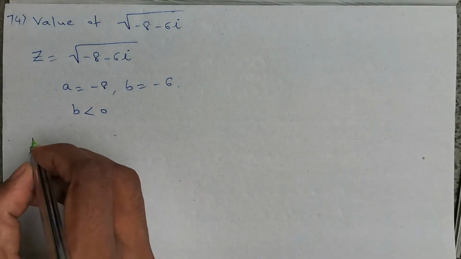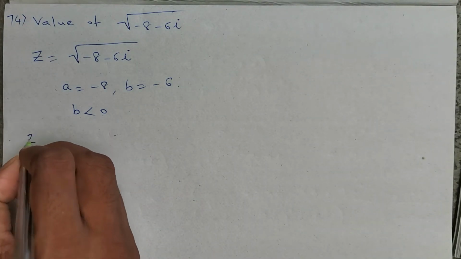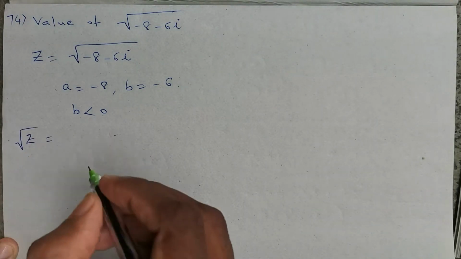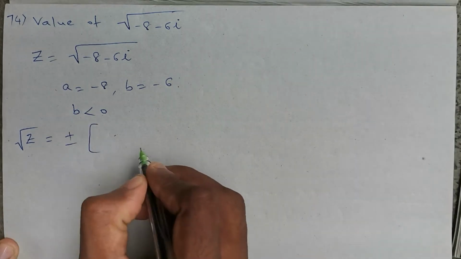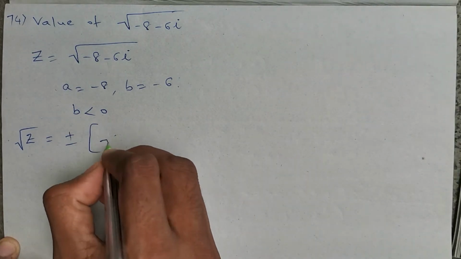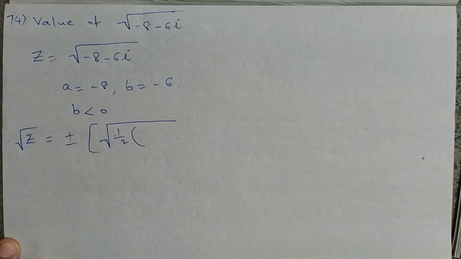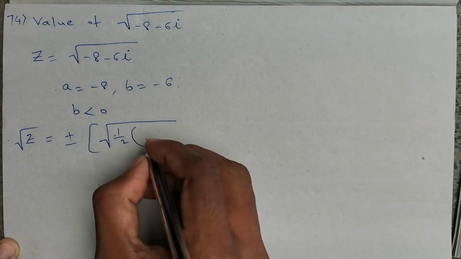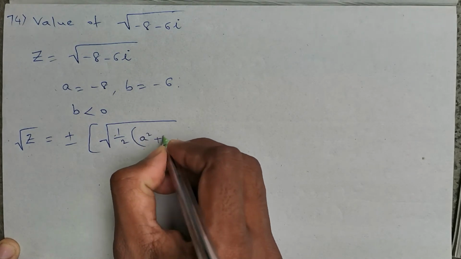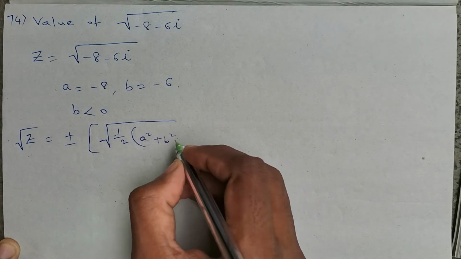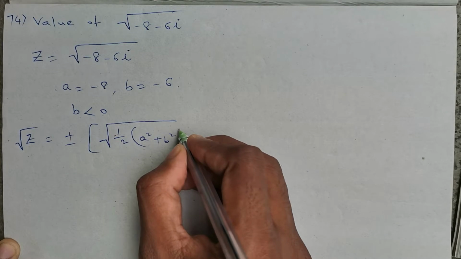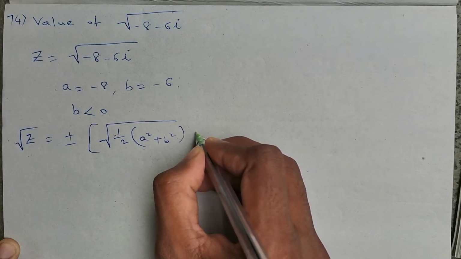So if b value is less than 0, then under root z value will be equal to plus or minus under root of 1 by 2 into (a square plus b square) plus a.